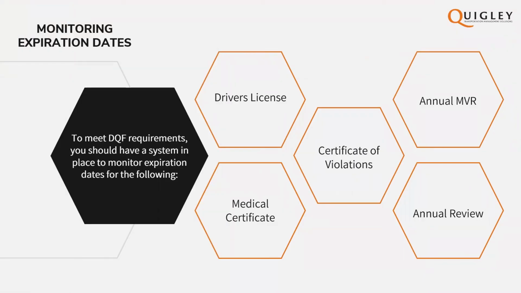All right, so establishing a driver qualification file is really only the first step to success. You really need a system in place that ensures that you'll be able to monitor the expiration dates and also communicate renewal notices to your drivers. So as those renewal dates relate to driver's licenses, medical certificates, and then on an annual basis, the certificate of violations, the annual MVR, and also the annual review.